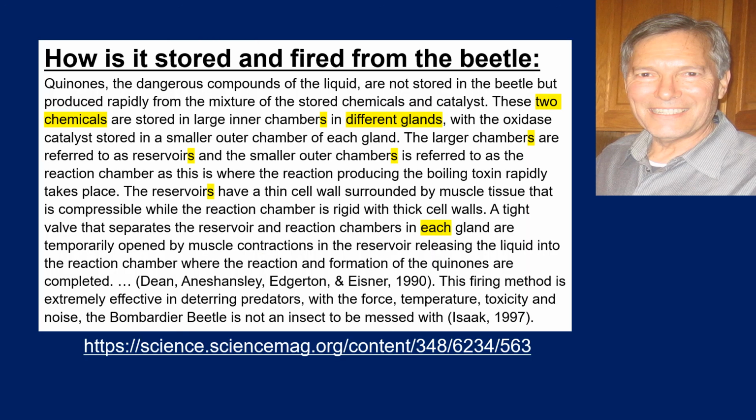In this article by Science Magazine, you'll find that there are two chemicals. And so the other one did say two chemicals, but in different glands. Plural, two large chambers, plural, reservoirs, plural, each gland. So there's more than one gland. There's not one gland that creates two chemicals. It's two glands that create each one their own chemical.